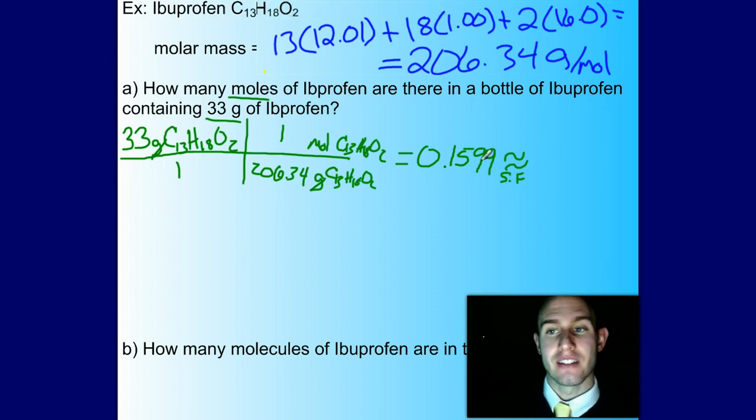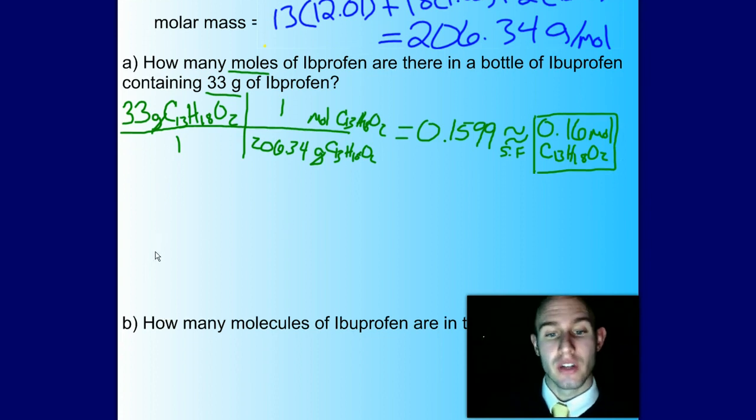I need to check my sig figs here. I'm given 2 sig figs in the problem, so I have to round this off to 2 sig figs, so 0.016 moles of ibuprofen. And you could write C13H18O2 as my final answer.